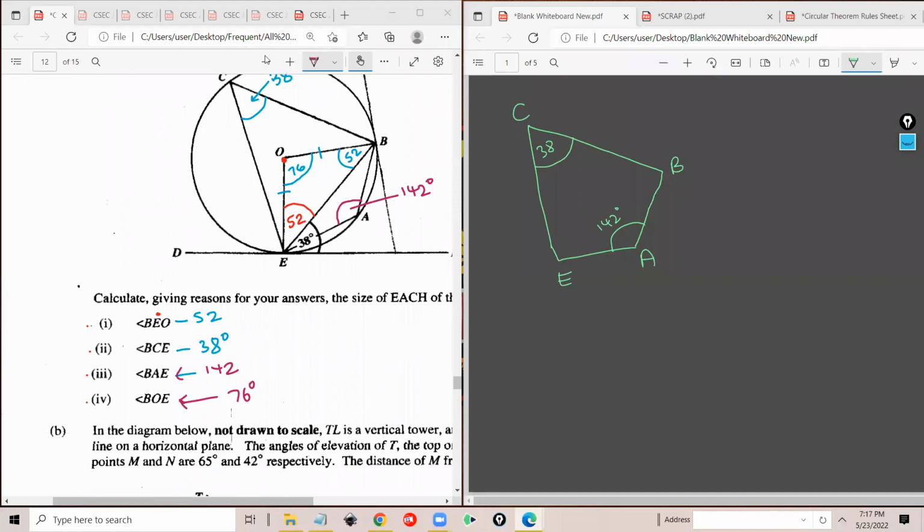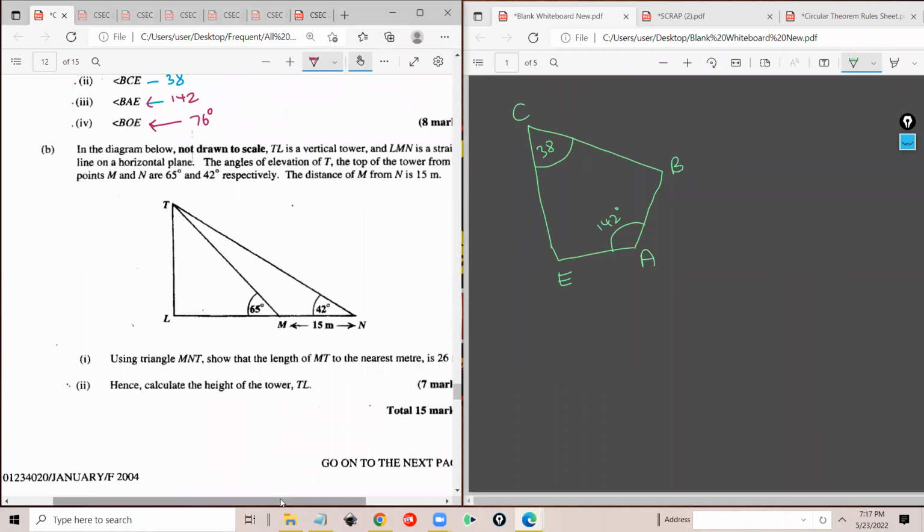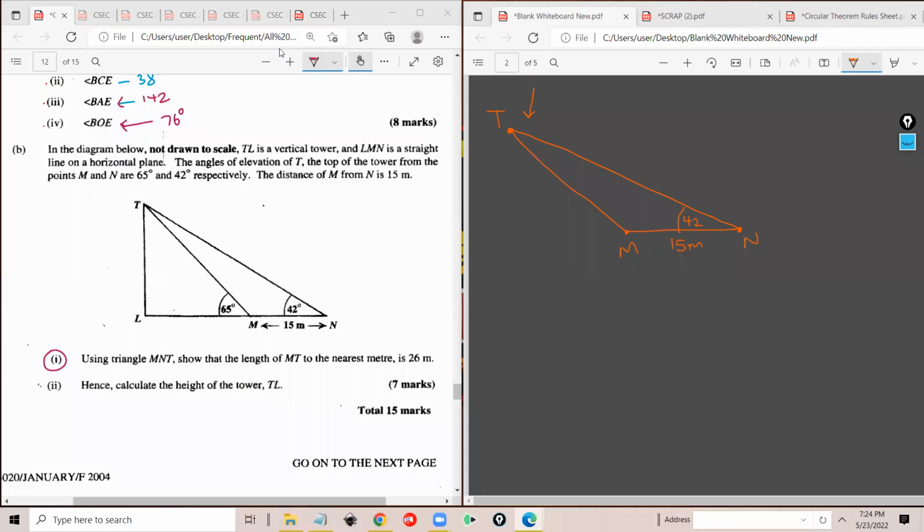Look, we have a nice question here. Now zoom out. Let's see if I can make it fit. Yep, we can make that fit. 7 marks for this part B. Good luck. It wants you to find the distance MT. So I extracted the interior triangle, MTN.